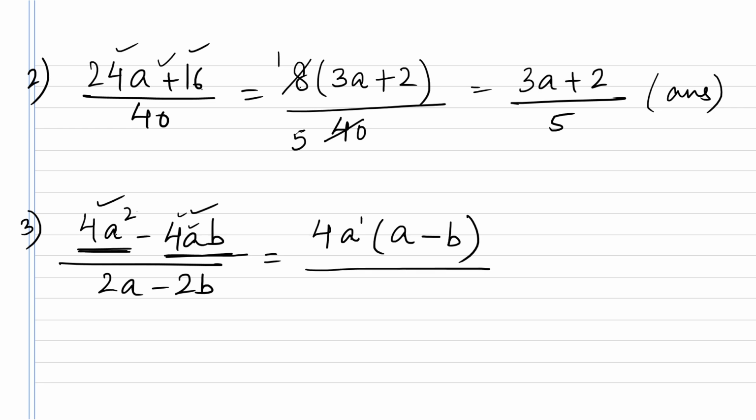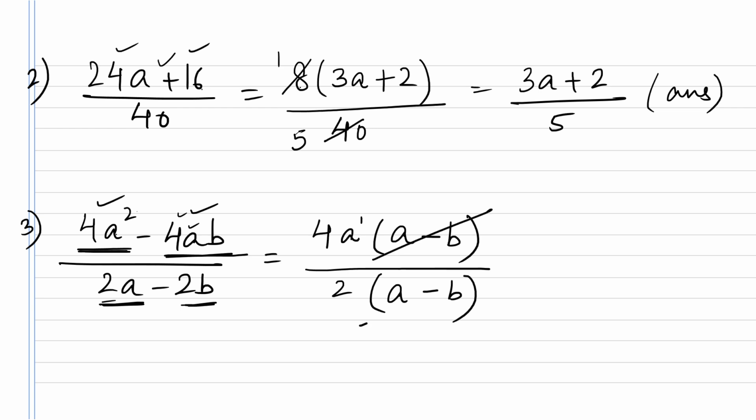Let's look at the denominator. 2a minus 2b. Can I take out something common? Is there a common factor? That 2. I can see 2 in both the terms. So 2 out. From 2a, when 2 has been taken out, what is left? a minus. From 2b, 2 is out. What is left? b.